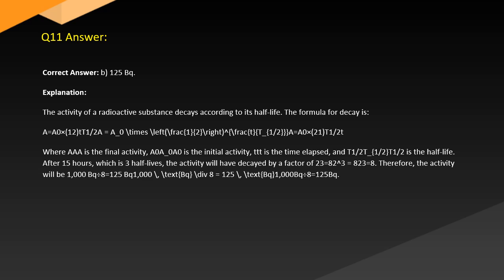Answer. Correct answer: B. 125 Bq. Explanation. The activity of a radioactive substance decays according to its half-life. The formula for decay is A = A0 × (1/2)^(t/T1/2), where A is the final activity, A0 is the initial activity, t is the time elapsed, and T1/2 is the half-life. After 15 hours, which is 3 half-lives, the activity will have decayed by a factor of 2^3 = 8. Therefore, the activity will be 1000 Bq / 8 = 125 Bq.